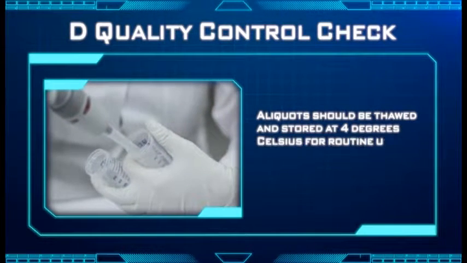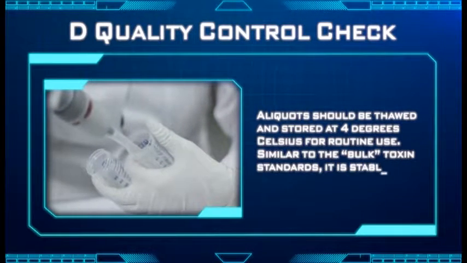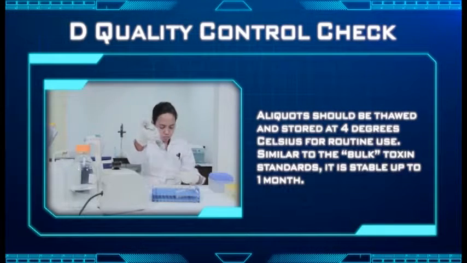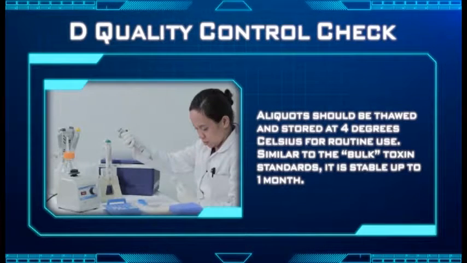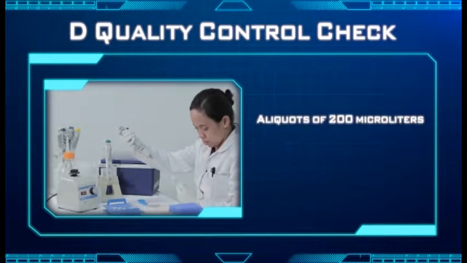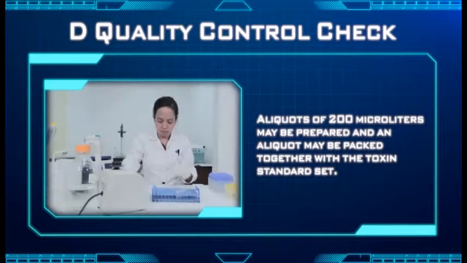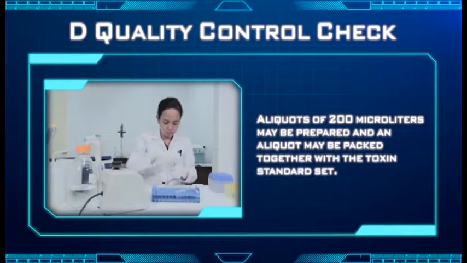Aliquots should be thawed and stored at 4 degrees Celsius for routine use. Similar to the bulk toxin standards, it is stable up to 1 month. Aliquots of 200 microliters may be prepared and an aliquot may be packed together with the toxin standard set.